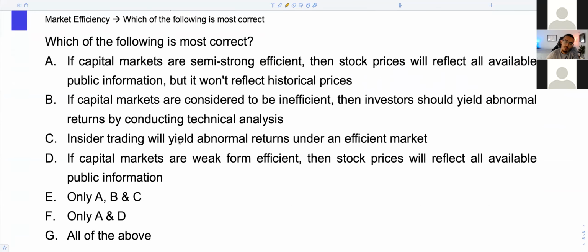Okay, we're going to do one more, and then we're going to move on to options. So let's go to it. Which of the following is most correct? Let's check that out. If capital markets are semi-strong form efficient, then stock prices will reflect all available public information, but it won't reflect historical prices. Is that true or false? Is that correct? What do y'all think? If capital markets are semi-strong efficient, exactly. So this is no bueno.